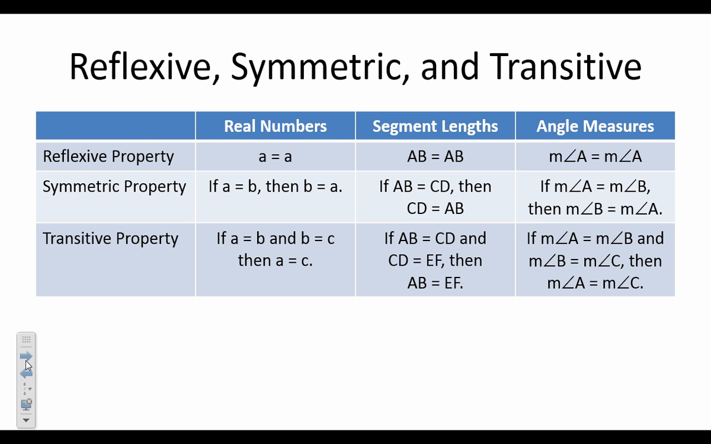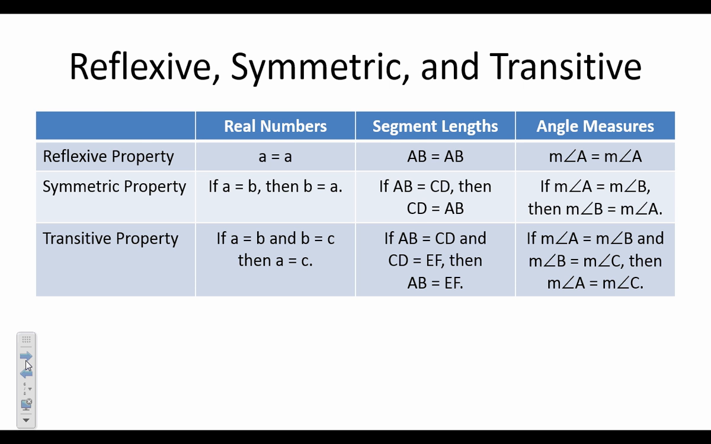Okay? If the measure of angle A equals the measure of angle B, and the measure of angle B is equal to the measure of angle C, then the measure of angle A will be equal to the measure of angle C. What does this look like? What law did we just study that looks like that? What do you think? Syllogism, exactly. This looks just like syllogism.